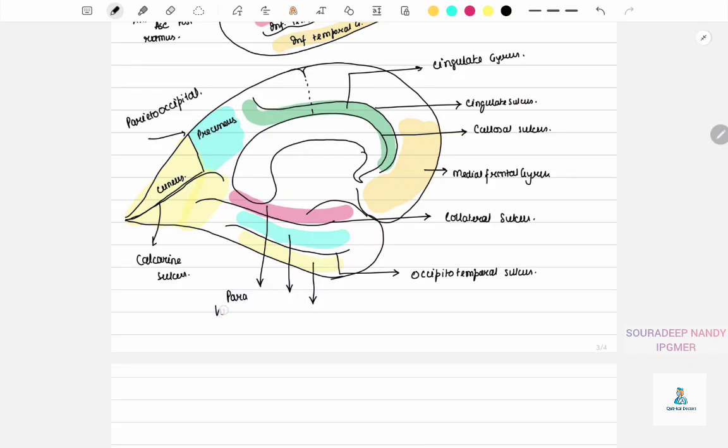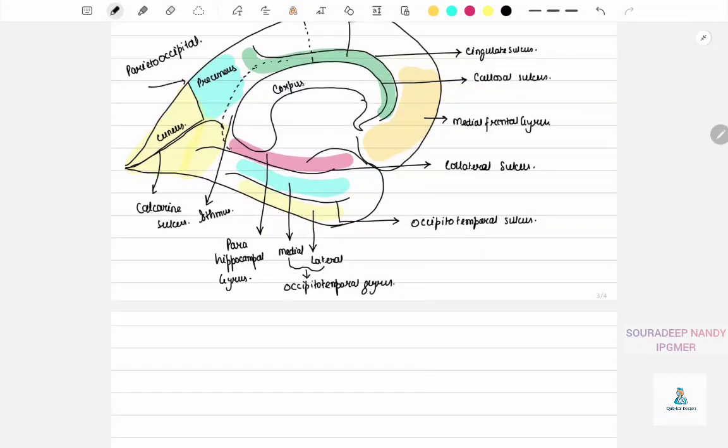This is the parahippocampal gyrus. The parahippocampal gyrus is connected to the cingulate gyrus via a small thin segment of white matter which is called the isthmus. This is the medial occipitotemporal gyrus, and this is the lateral occipitotemporal gyrus, and this is the corpus callosum.